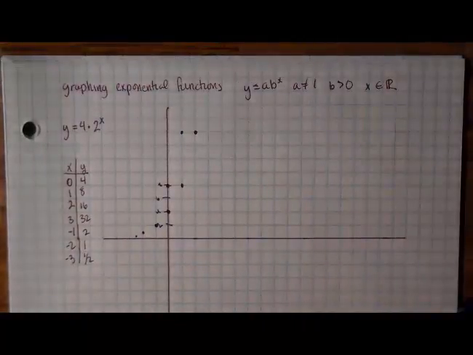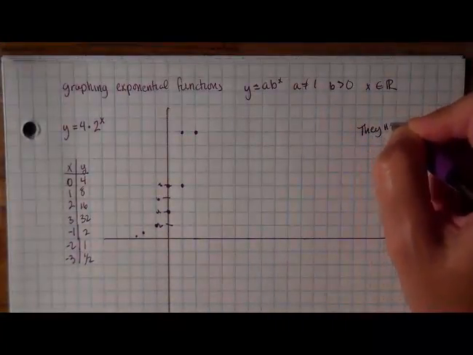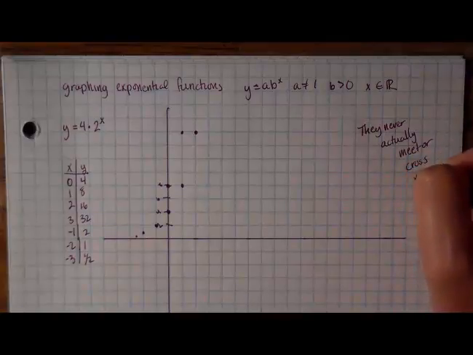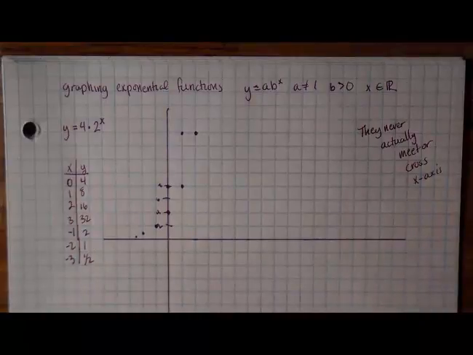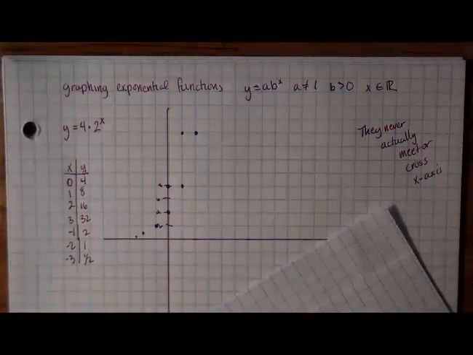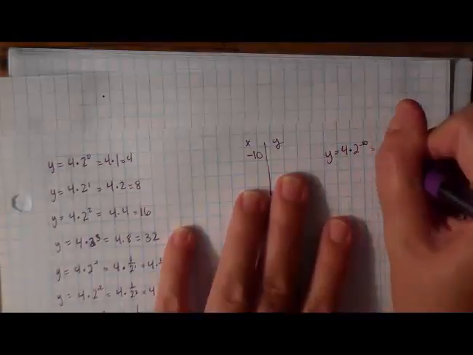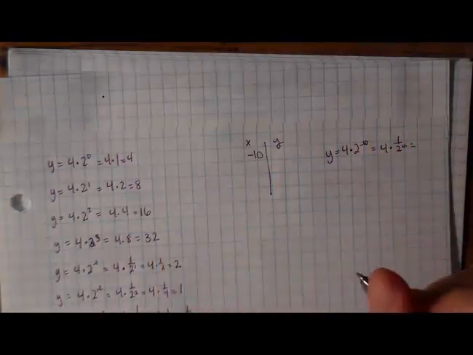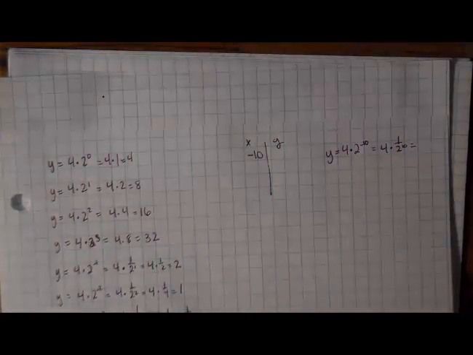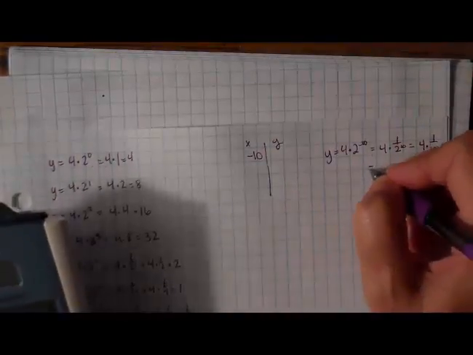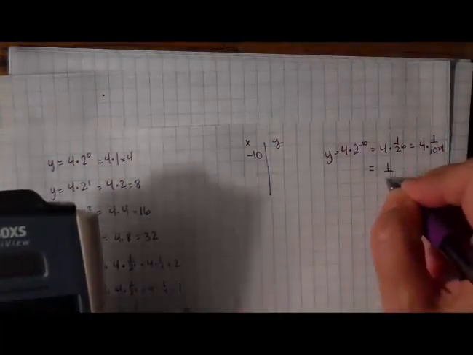Now, an interesting thing about exponential functions is they never actually meet or cross the x-axis. And here's why. Let's say I decide to plug in a really negative number, because as you can see, I'm moving down further. Let's say I plug in negative 10. I would have y is equal to 4 times 2 to the negative 10th, so that would be 4 times 1 over 2 to the 10th. Now 2 to the 10th is 1024. So 4 times 1 over 1024 would be 1 over 256.